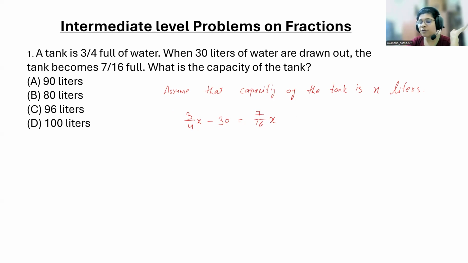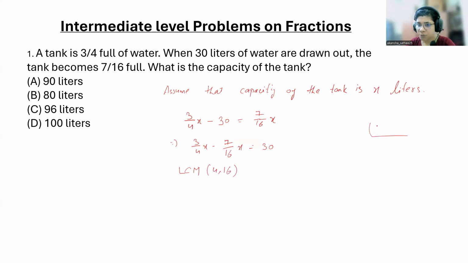Now you just simply solve it for X. Now take X on one side. So I can write this equation as 3 by 4x minus 7 by 16x is equal to 30. Now you see that with 4 and 16, you have to subtract two fractions where the denominators are not equal. So the first thing you have to do is compute the LCM. So LCM of 4 and 16.